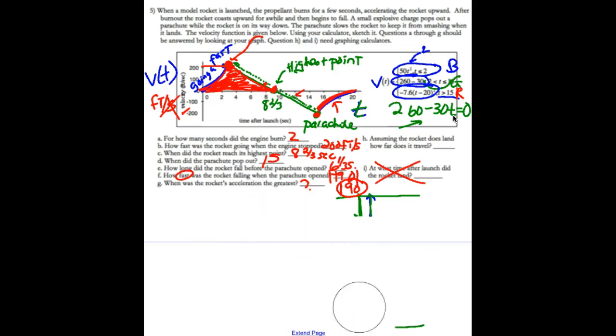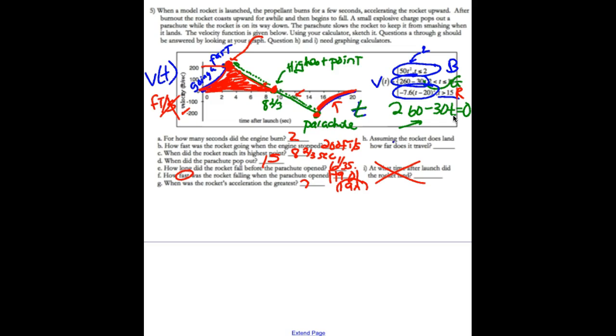Assuming that the rocket does land, we won't do I. This is where we tie in what we did today. Assuming the rocket lands, I suppose barring any unforeseen, like a plane coming and blasting it or wind taking it away. That'd be quite a wind. Assuming it lands, how far does it travel?